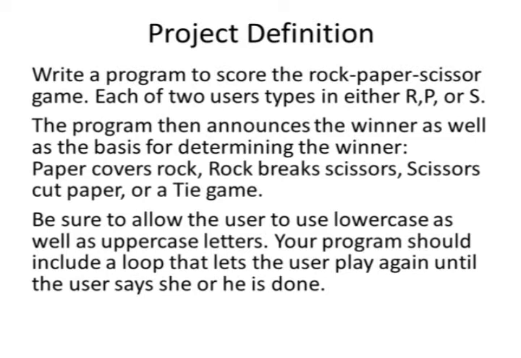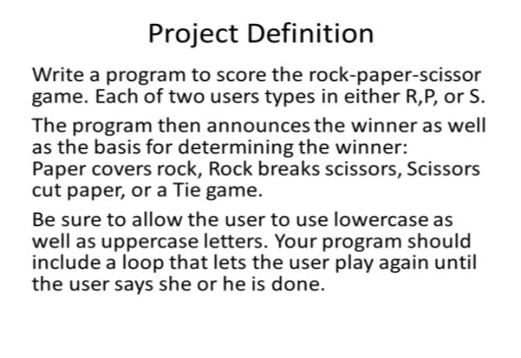The project definition states: write a program to score the rock, paper, scissors game. Each of the two users types in either R, P, or S. The program then announces the winner as well as the basis for determining the winner. Paper covers rock, rock breaks scissors, scissors cut paper, or tie game. Be sure to allow the user to use lowercase as well as uppercase letters.